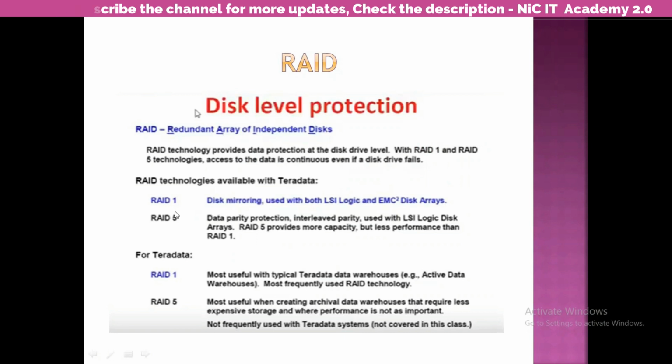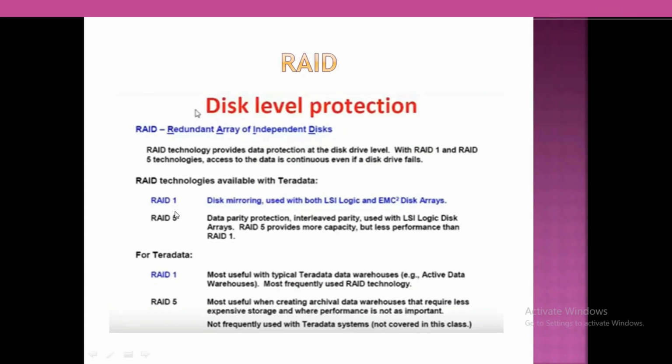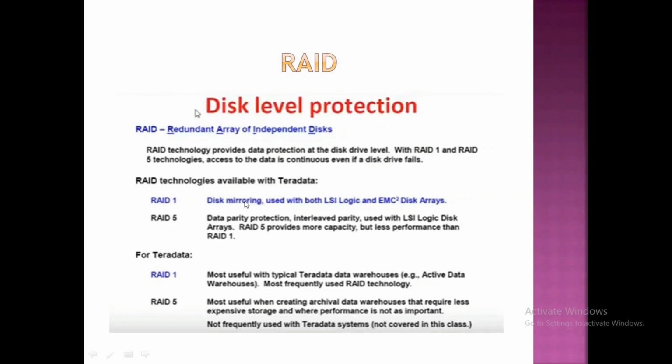So Teradata has taken RAID 1 and RAID 5 for disk failure. RAID 1 is nothing but disk mirroring. We have the AMP and then the disk, the virtual disk. In Teradata, it will have disk mirroring, so we will mirror that. Something like EMC logic we will use. Disk mirroring is the RAID 1 concept.